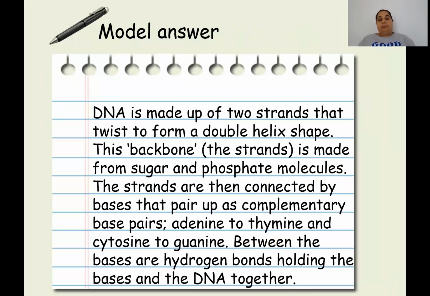Okay, there's your model answer. Feel free to pause this and have a read, and then maybe in a couple of lessons' time, try and answer that question from memory in terms of all the aspects that you remember about DNA.